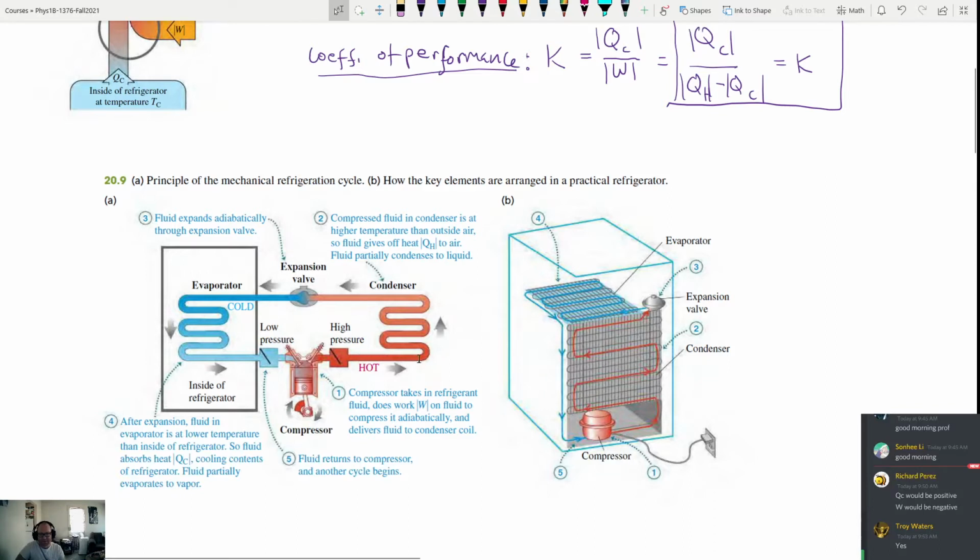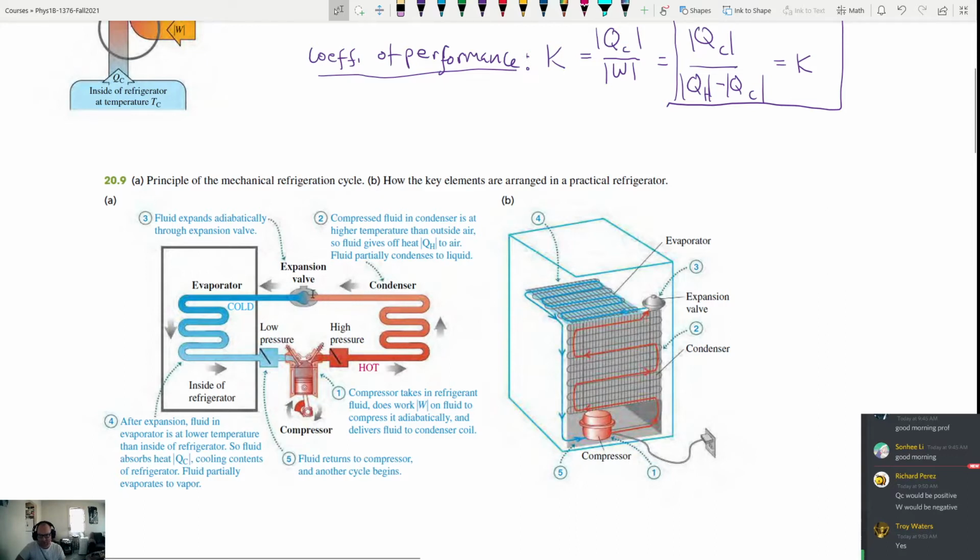Then we go to 2. Compressed fluid in the condenser is at a higher temperature than the outside air, so the fluid gives off heat to the air, which causes the fluid to partially condense to a liquid. That makes sense, because if this is hot, say 100 degrees Fahrenheit, and the outside air is at 70 degrees Fahrenheit, then heat is going to come out of the system here. And in doing that, it causes condensation.